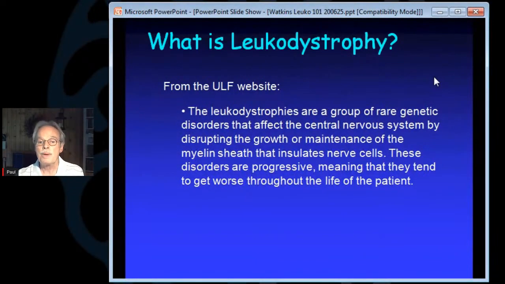So here's from the ULF website. The leukodystrophies are a group of rare genetic disorders that affect the central nervous system by disrupting the growth or maintenance of the myelin sheath that insulates nerve cells. These disorders are progressive, meaning that they tend to get worse throughout the life of the patient.